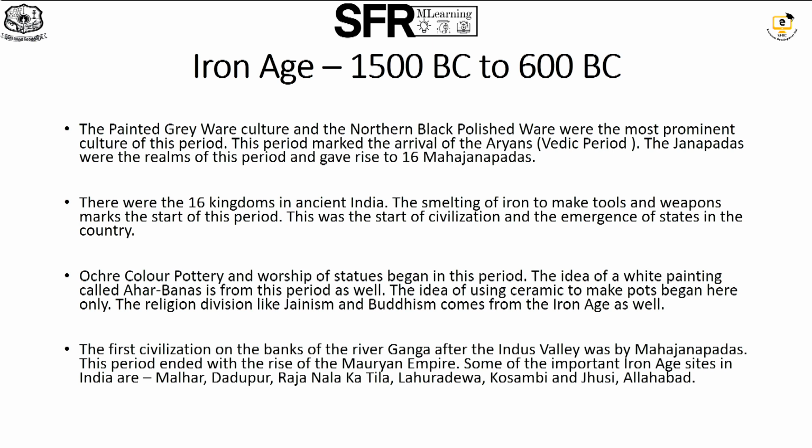This period ended with the rise of the Mauryan Empire. The important Mahajanapadas can be classified as Anga, Kannauj, Avanti, Kosala, etc. Some of the important Iron Age sites in India are Malhar, Dadupur, Rajanala Tila, Lahuradeva, Kosambi, Jhusi, Allahabad. These are the Iron Age sites in India that prevailed during the prehistoric cultures.